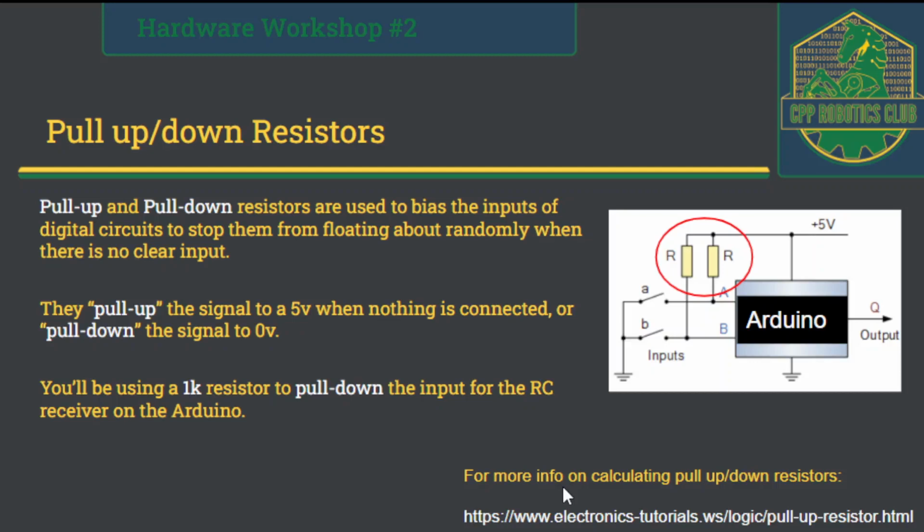And for the case of your soccer bot, we provided 1K resistors to pull down the input. So when the remote control is not on or when it's unplugged, the inputs for the Arduino are just going to sit at 0. And here's a website link at the bottom if you want to learn more about pull up and pull down resistors.